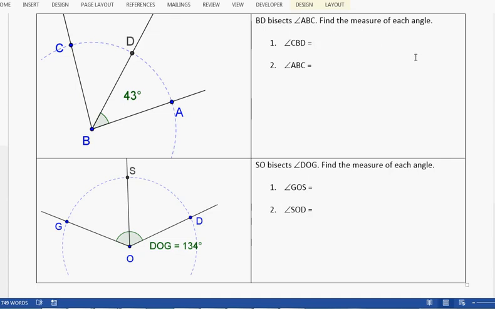Okay, angle CBD is congruent to angle DBA. DBA is 43, so CBD is 43. ABC contains both DBC and DBA, so it is 43 times 2, which is 86 degrees. Incidentally, if you're classifying these, they are both acute. Here, DOG is 134, GOS is half of that measure, which is 67 degrees. SOD is congruent to GOS, so it is also 67 degrees.